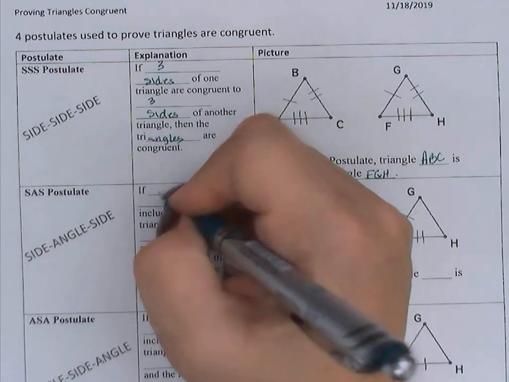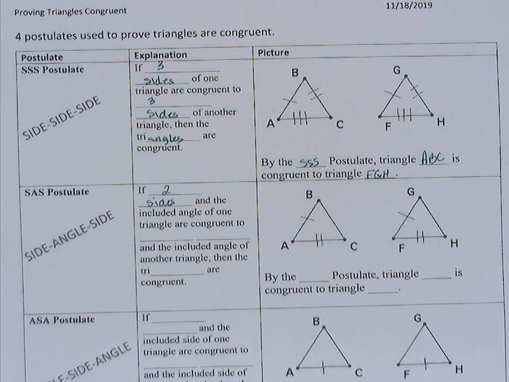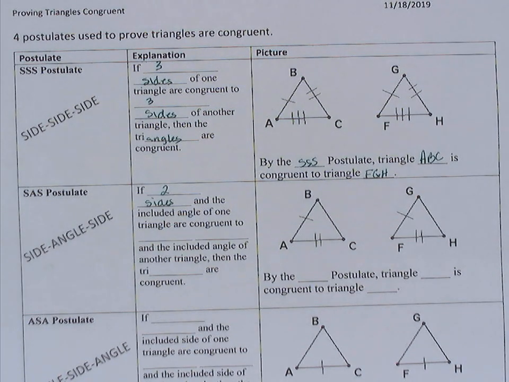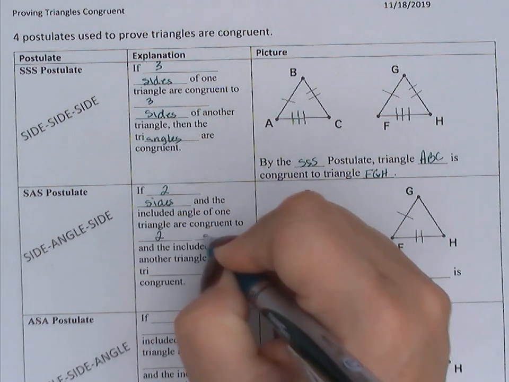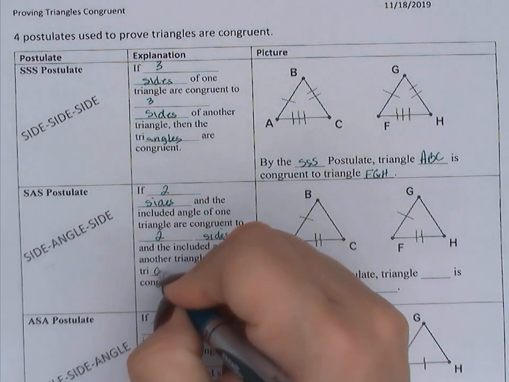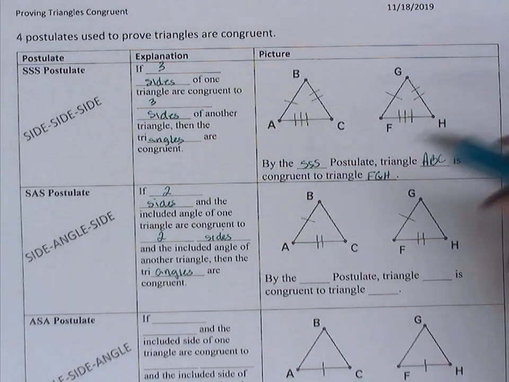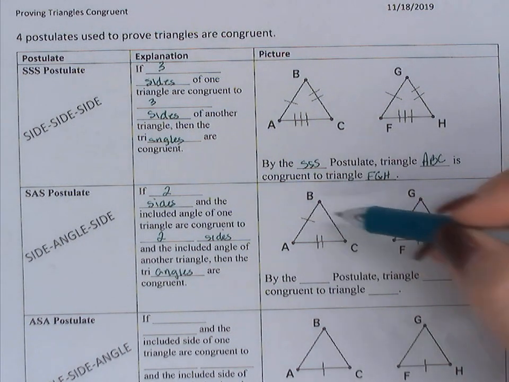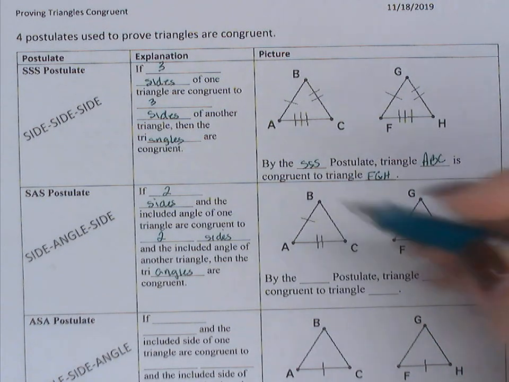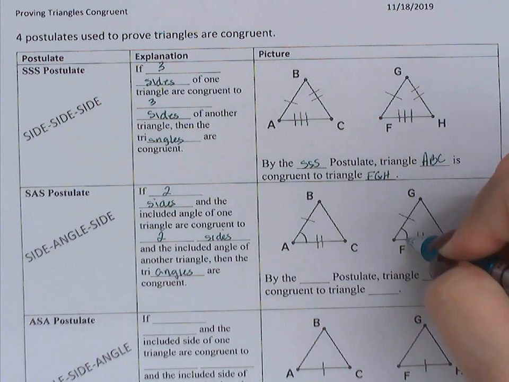So if 2 sides and the included angle, that means the one between the 2 sides of one triangle, are congruent to 2 sides and the included angle of another triangle, then the triangles are congruent. So again, that's saying that this one and this one are congruent. For the included angle, it has to be this one. So this angle and this angle are congruent.